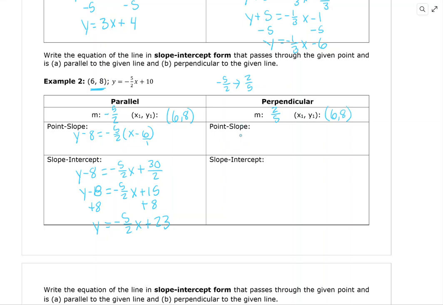All right, so let's check this. We're doing y minus 8 equals 2/5 times x minus 6. And remember that 6 is over 1. And we're adding 8 to both sides.